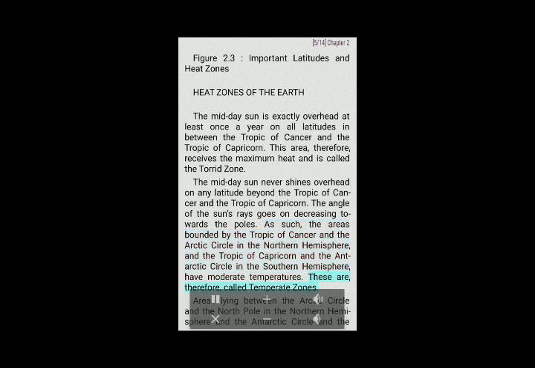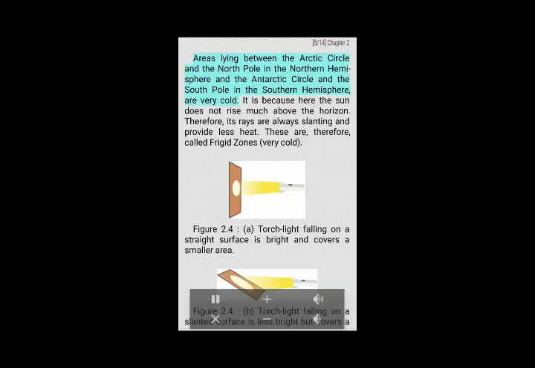These are, therefore, called temperate zones. Areas lying between the Arctic Circle and the North Pole in the northern hemisphere and the Antarctic Circle and the South Pole in the southern hemisphere are very cold. It is because here the sun does not rise much above the horizon. Therefore, its rays are always slanting and provide less heat. These are, therefore, called frigid zones, very cold.